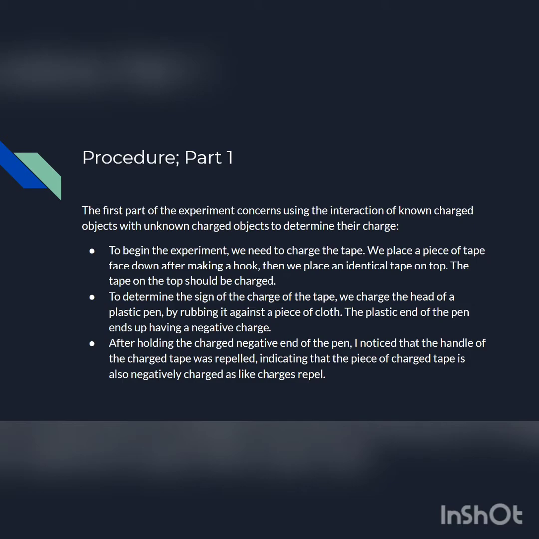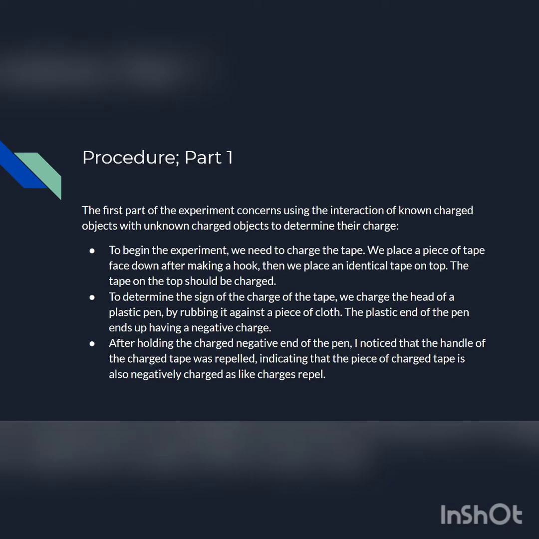So the first part of the experiment concerns using the interaction of known charged objects with unknown charged objects to determine their charge. So first we need to charge the tape. We place a piece of tape face down after making a hook, then we place another identical tape on top. The tape on the top should be charged.